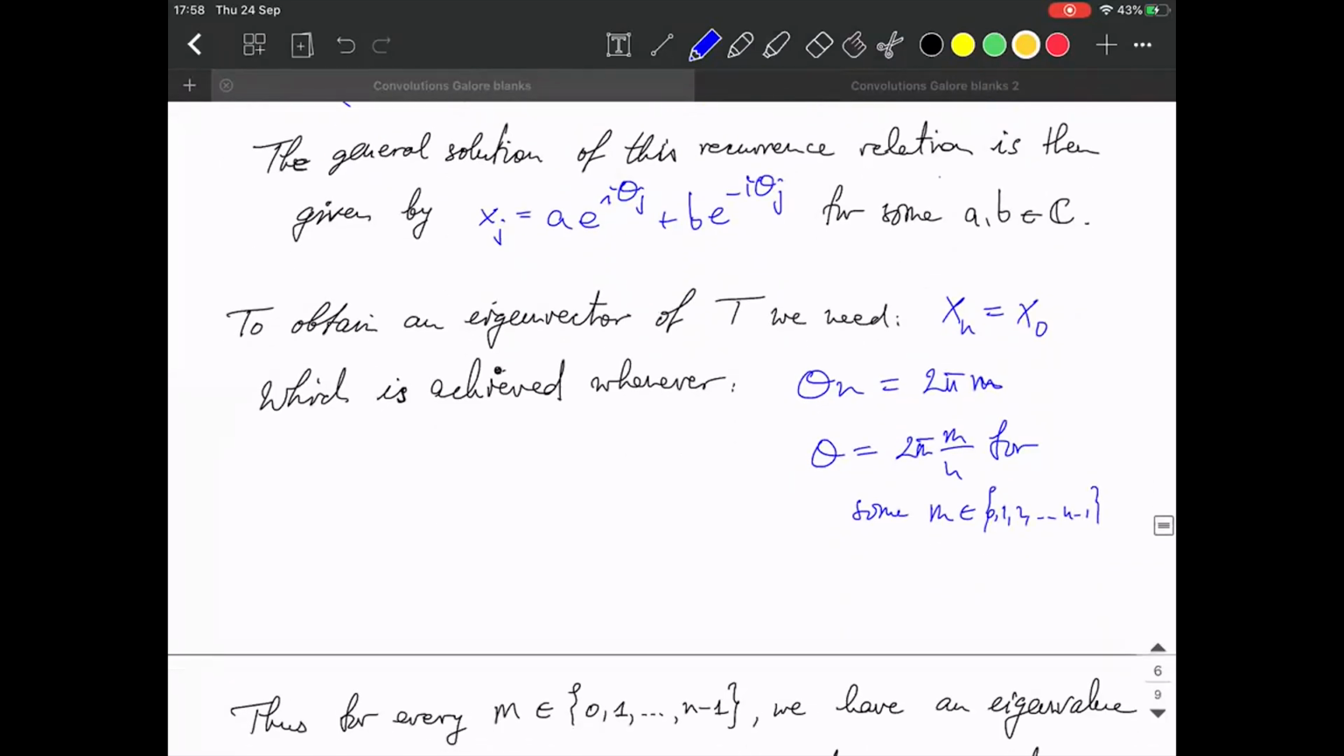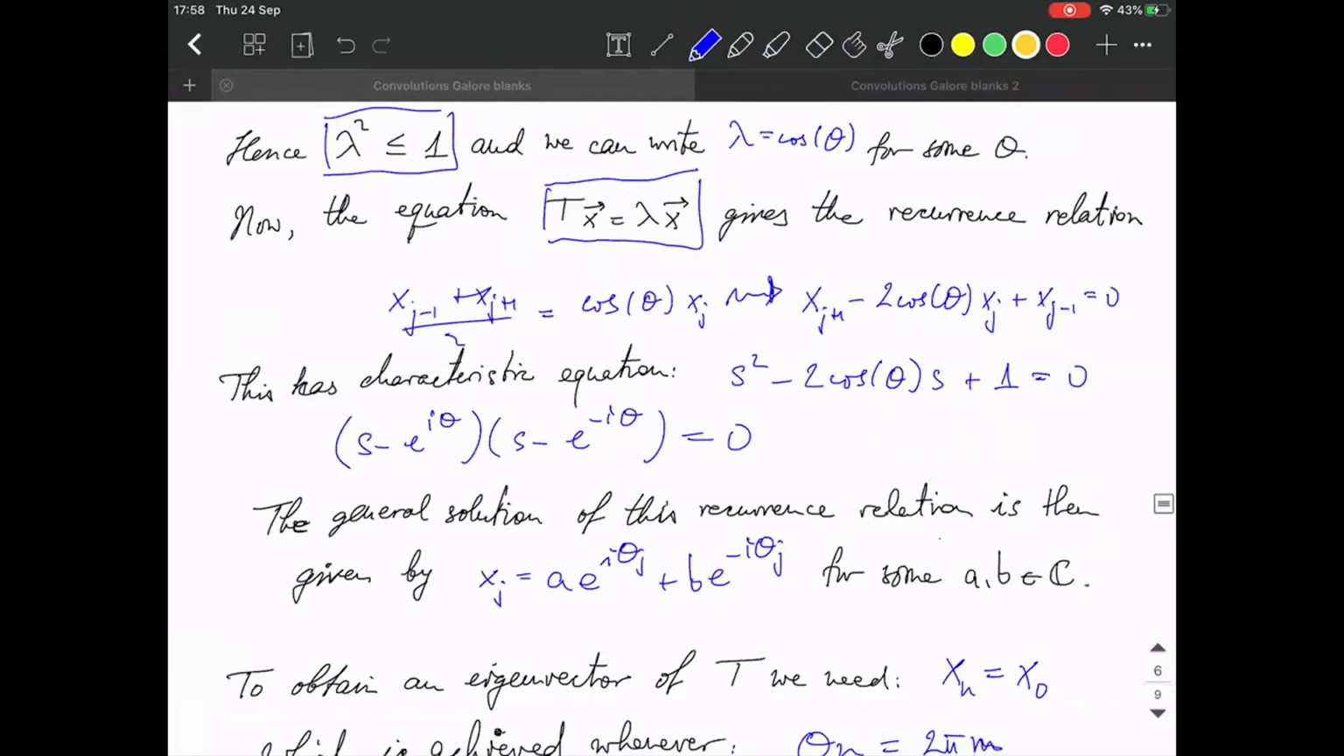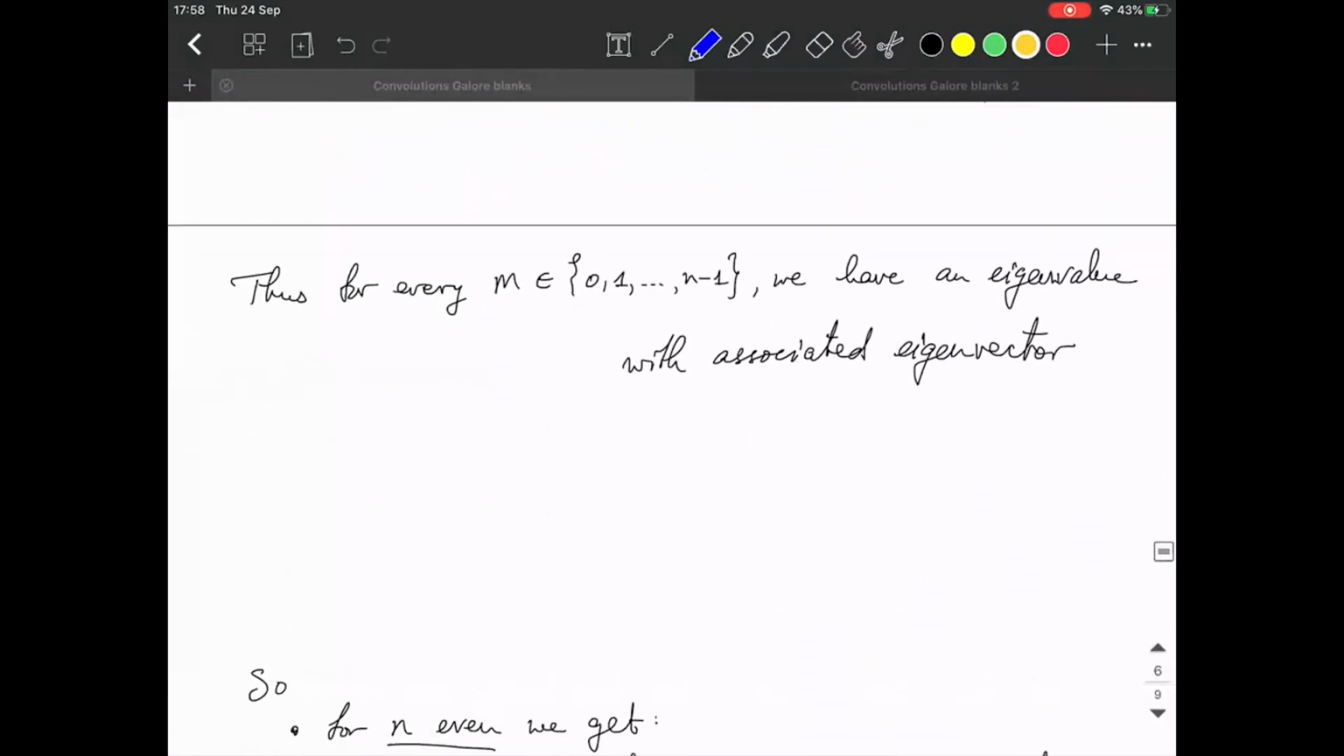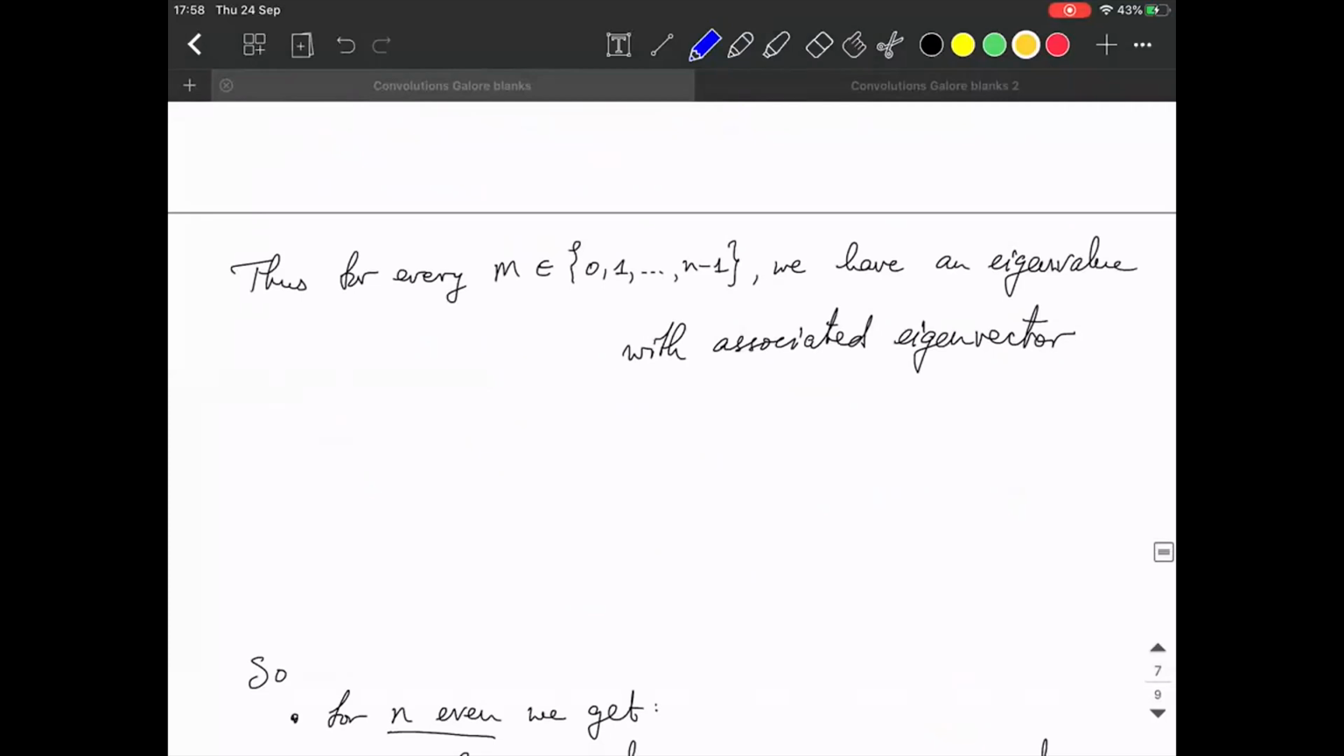Okay, and so I know this was a bit fast, but it's not a particularly difficult calculation to do. In the end, we end up with an eigenvalue lambda_m. Remember, lambda was cos theta, so it's cos of 2 pi m over n, and it has an associated eigenvector given by e to the 2 pi i m over n, and then e to the 2 pi i 2m over n.